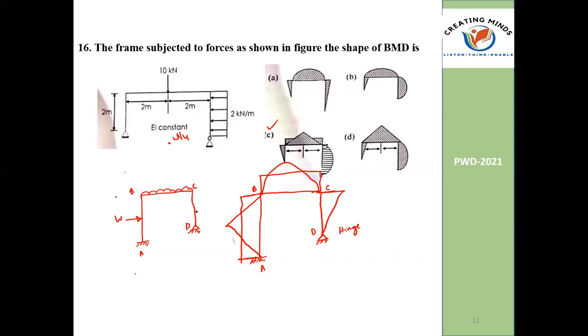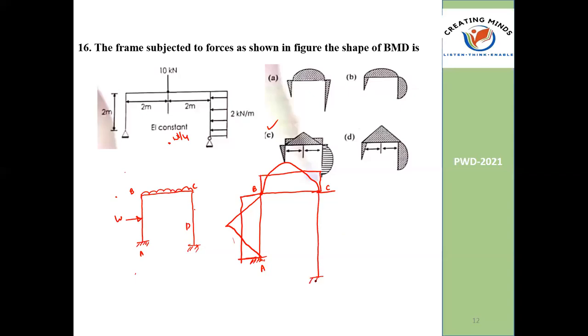Any doubts? If I add one more W, then your diagram will be like this. So this is another case. If I remove this, then it will get removed. If I remove this hinge support and add a fixed support, then the member will get replaced like this.